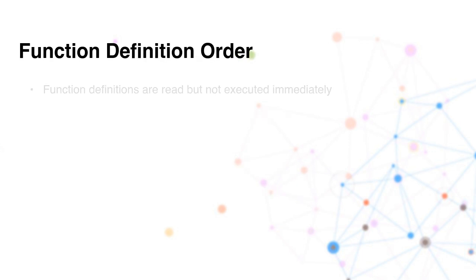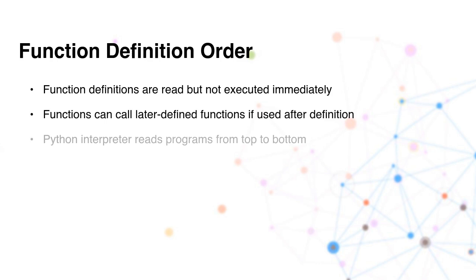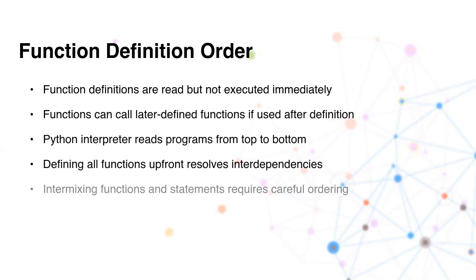When defining functions, it's important to consider their order. While function definitions are read immediately, they are not executed until called. This allows functions to call other functions defined later in the code, as long as the definitions precede the actual function calls.